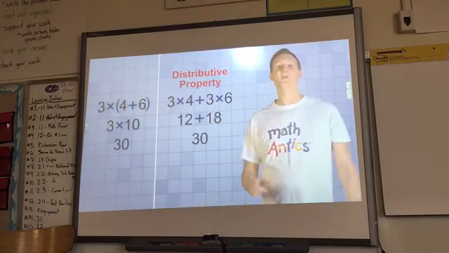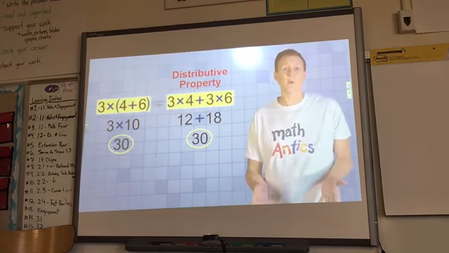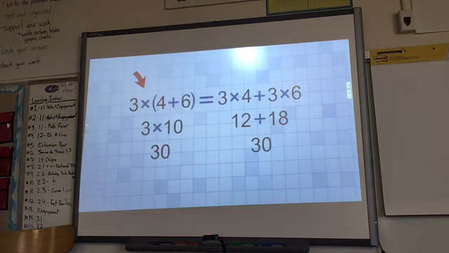Well, look at that. We got the same answer in both cases, which means our original expressions are equivalent, even though they have different forms. In the first form, the factor 3 is being multiplied by the entire group all at once. So we needed to do the addition inside that group first. But in the second form, we use the distributive property to rearrange the expression so that the factor of 3 is multiplied by each member of the group individually instead of the whole group all at once.